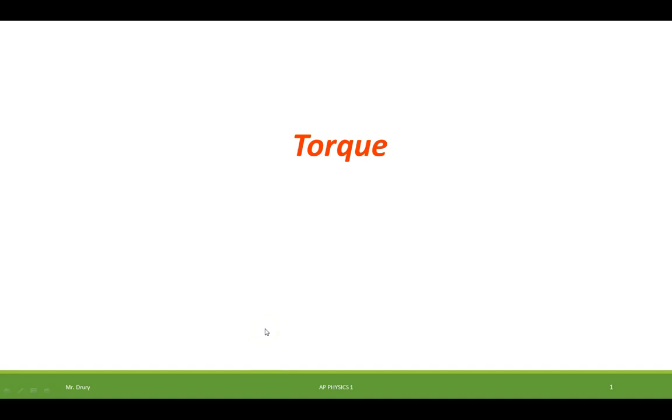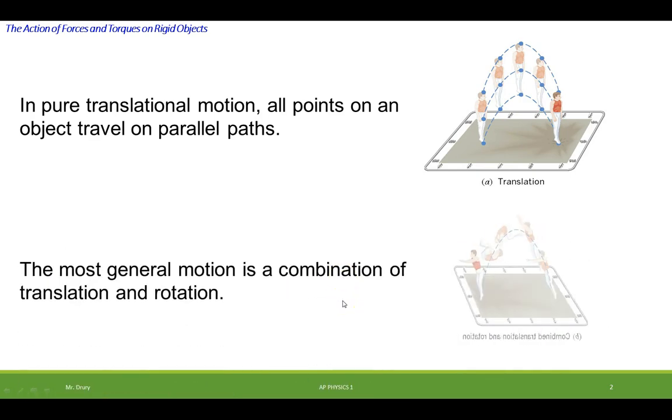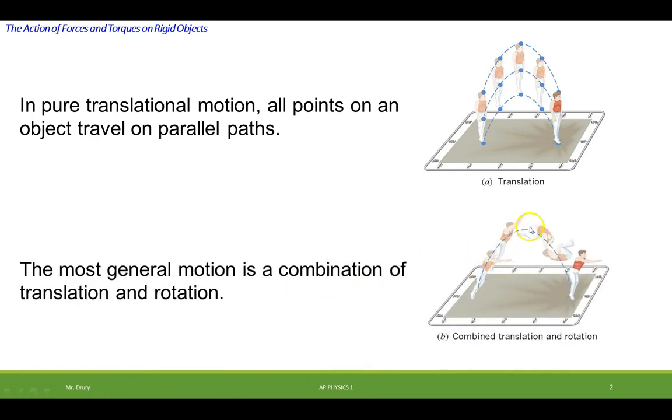Today we will be studying torque. In pure translational motion, all points on an object travel on parallel paths. So in other words, when the guy jumps from here to here, he stays parallel to himself. So he moves in x and y, but he's parallel. In reality, that doesn't happen. They actually rotate as well. Up until this point, we've assumed this happened. Now we're going to add this idea.